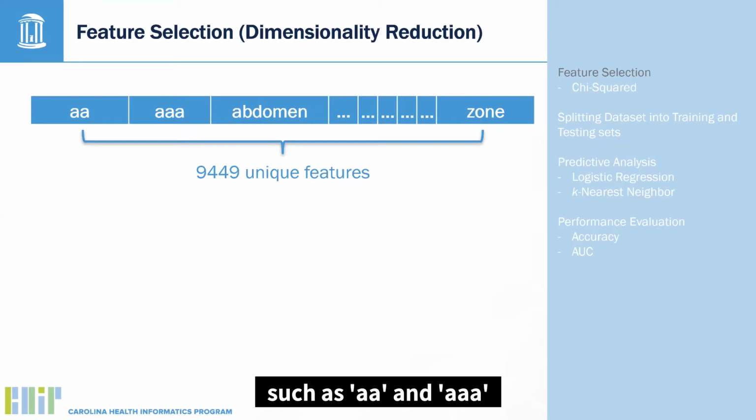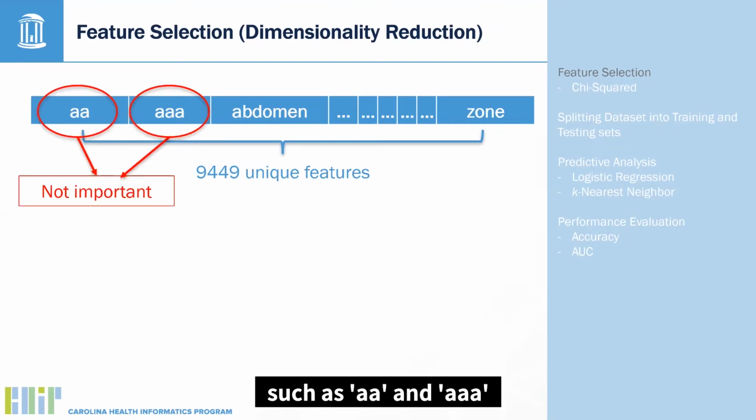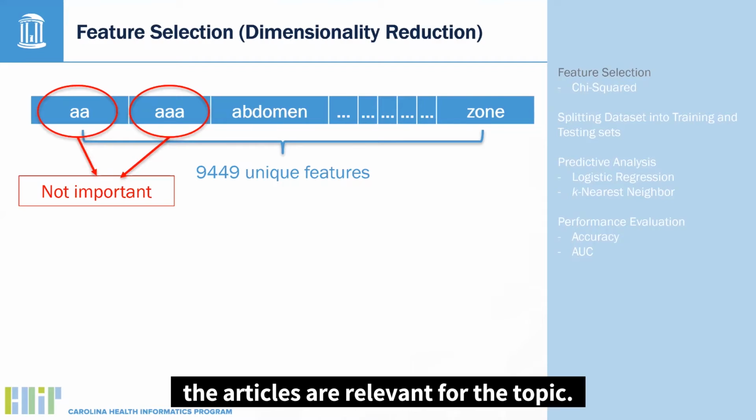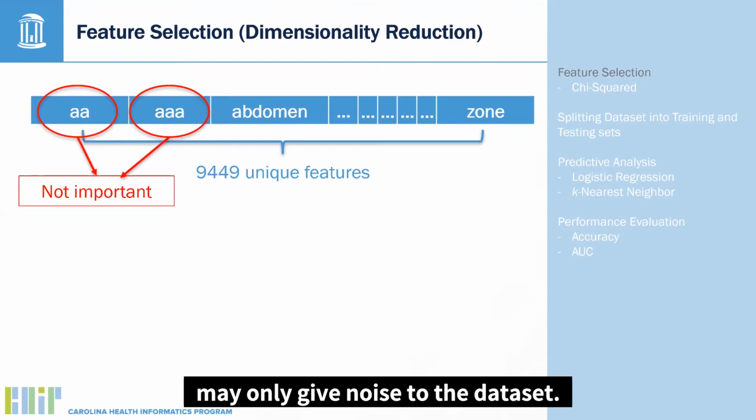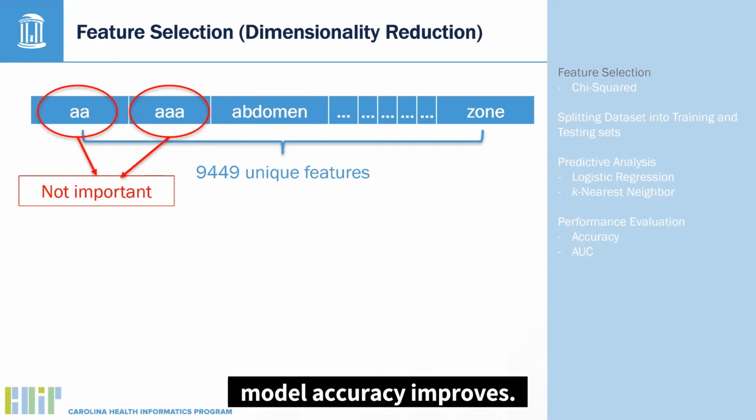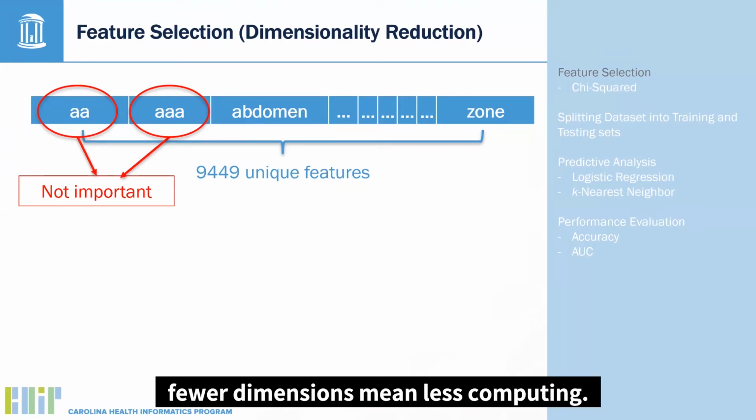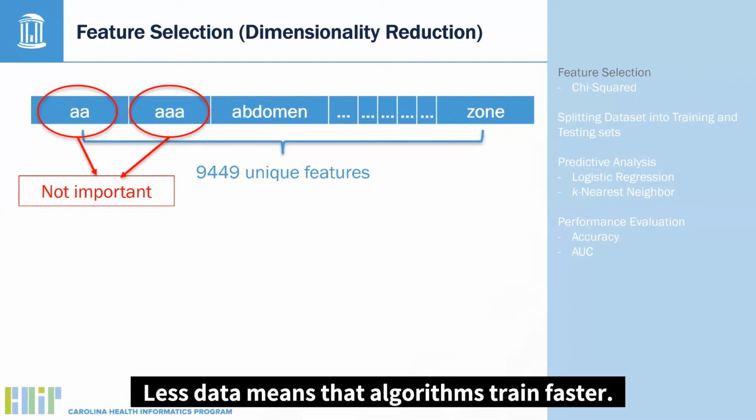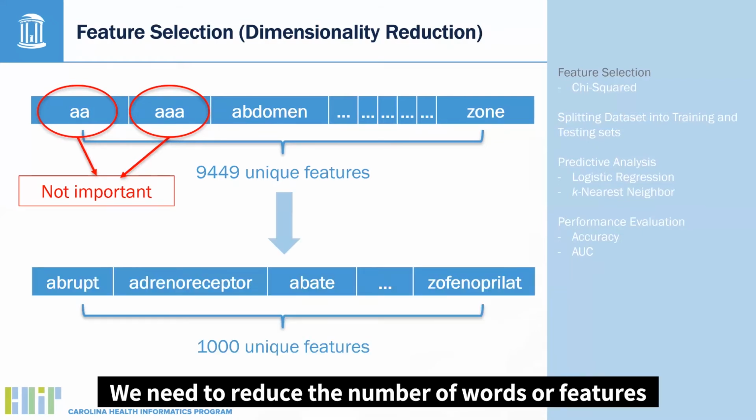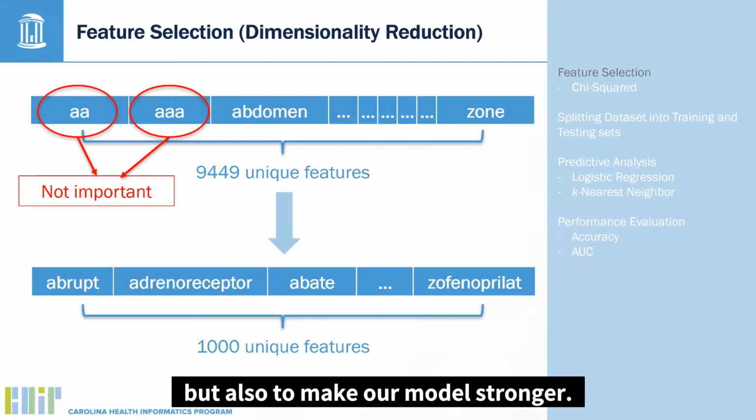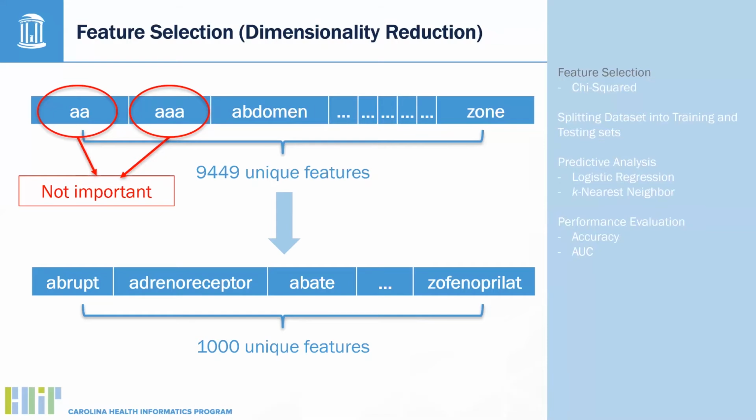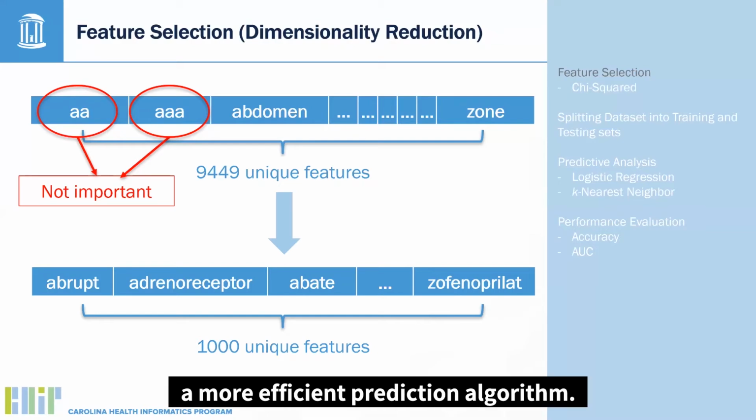No. Some words such as AA and AAA may not be important in deciding whether the articles are relevant for the topic. These unimportant words may only give noise to the dataset. Less misleading data means model accuracy improves. In addition, fewer dimensions means less computing. Less data means that algorithms train faster. We need to reduce the number of words or features not only to reduce computational capacity, but also to make our model stronger. With only a handful of features at hand, we can produce a more efficient prediction algorithm.